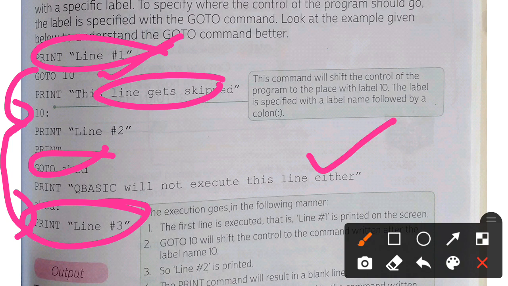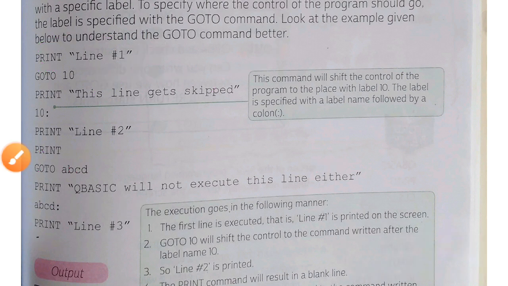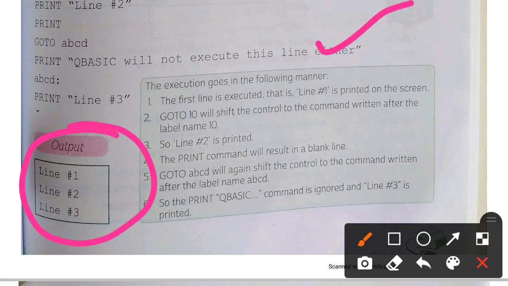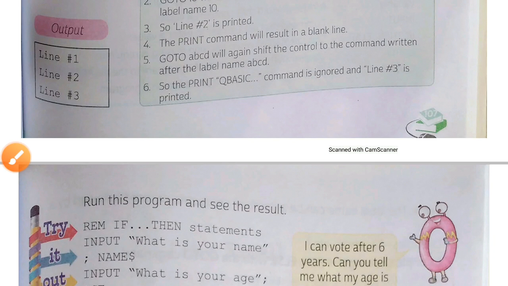This line will be skipped, both lines will be skipped, only the following will be shown on your screen, that is print line hashtag 2 and then print go to abcd. So then you will print only abcd. So abcd is what? Print line hashtag 3. This is the output. You can see here the middle lines are skipped, this line and the line before hashtag 2 are skipped. You can read from here also, all the things are same that I have told you.